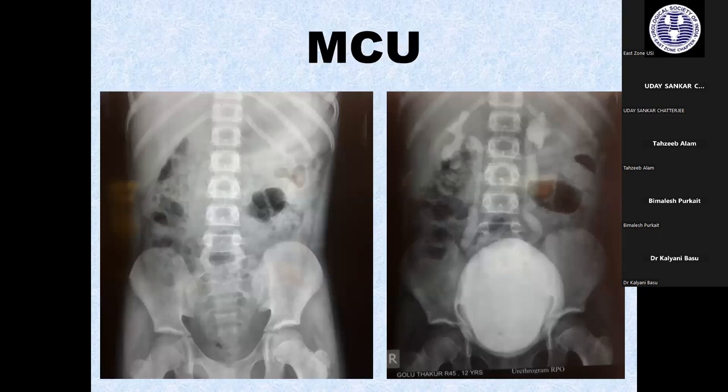Next slide. According to your choice, describe this. Tell me the findings, please. These are two films of MCU, including the scout film. There is no bony abnormality, the soft tissue shadows appear normal, and no radiopaque shadow is seen. On MCU, a distended bladder is seen, along with reflux of dye into the ureters and kidneys. The ureters are dilated.